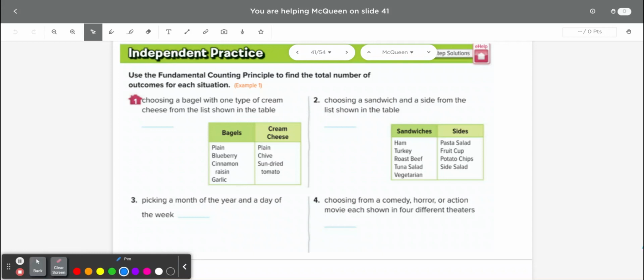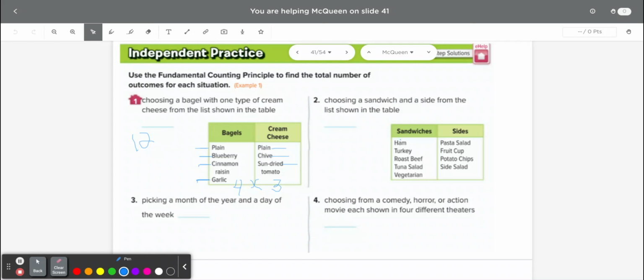Okay, so we are going to work on questions 1, 2, 3, and 4. We want to find the total number of outcomes. So here I have a plain, a blueberry, a cinnamon raisin, and a garlic. There are 4 different kinds of bagels. I can have plain cream cheese, chive cream cheese, or sun-dried tomato. There are 3 different cream cheeses. So when I multiply those, I find out that there are 12 different combinations or outcomes for this.